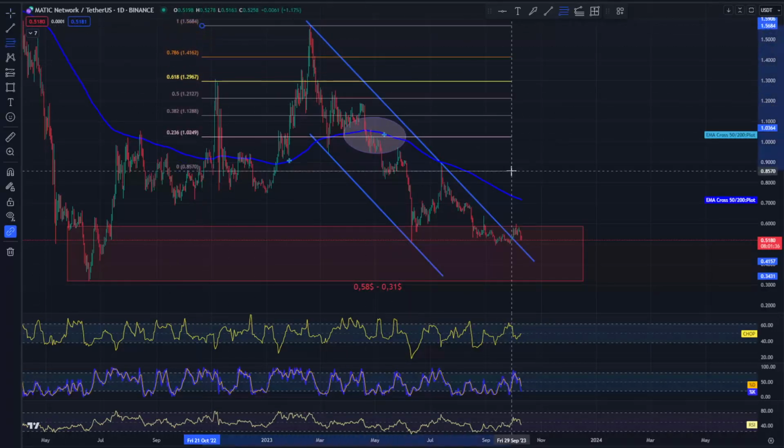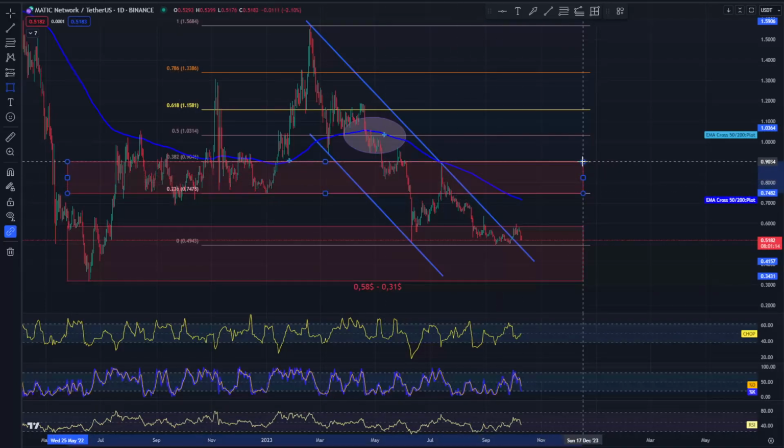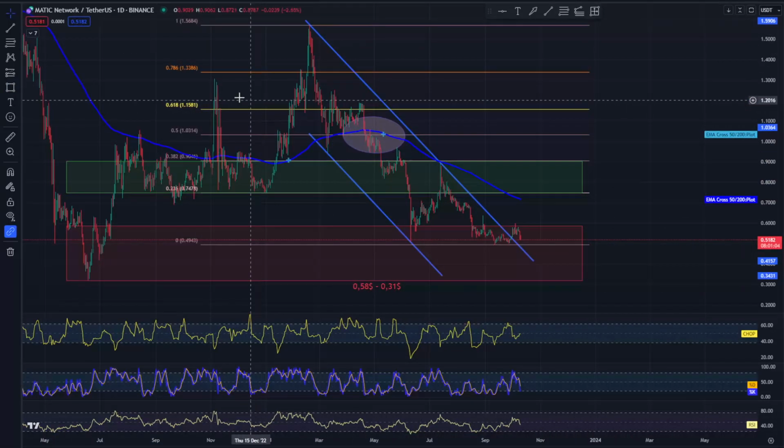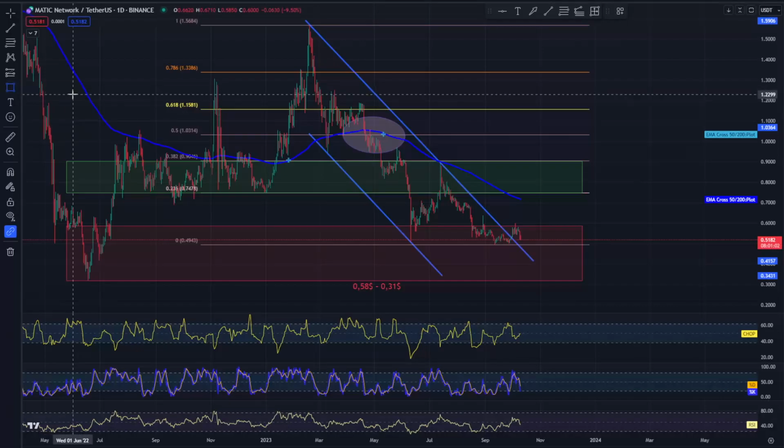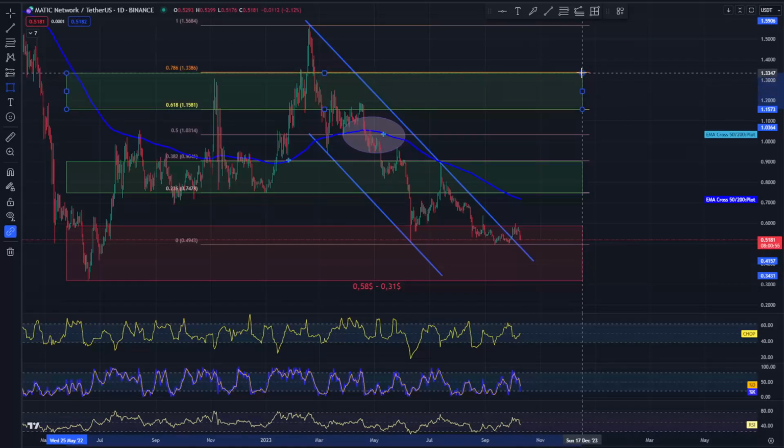Looking the other way, we can similarly determine the resistance areas that the price must face. And here we see that there was a strong rejection of the price from the zone from 74 cents to 90 cents. But when the price breaks it, it will have an open path towards the second zone from $1.15 to $1.33.